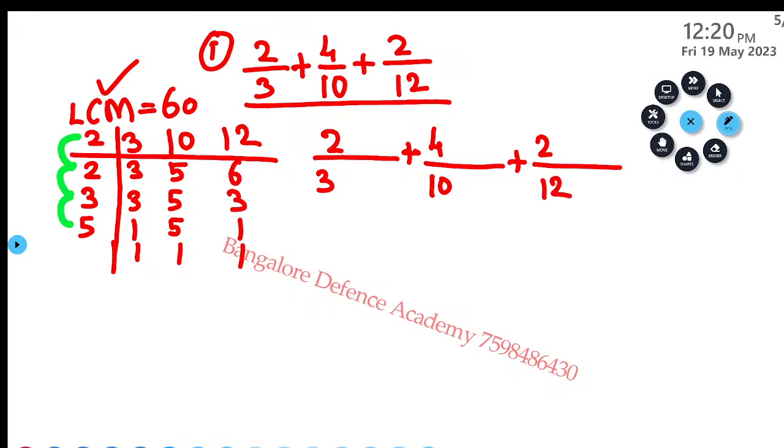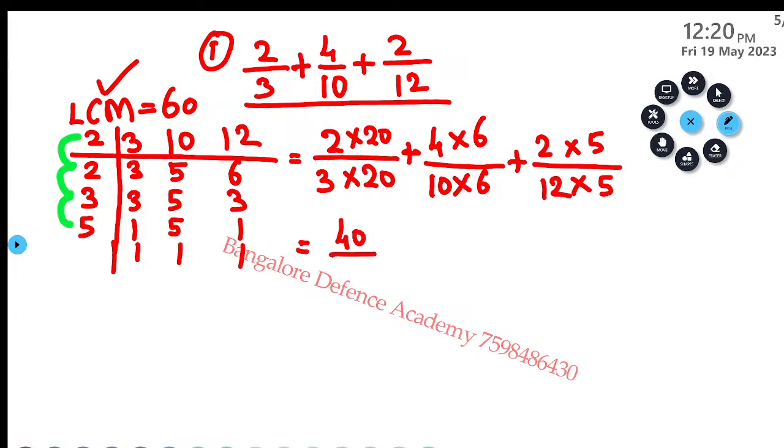2 by 12. Okay, so now I want to get 60 here, so I will multiply by 20 and here also I will multiply by 20. Here I'll multiply by 6. Here also I'll multiply by 6. Here I'll multiply by 5. Here also I'll multiply by 5. So the next step it becomes 40 divided by 60 plus 24 divided by 60 plus 10 divided by 60.